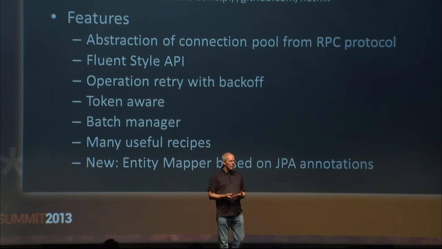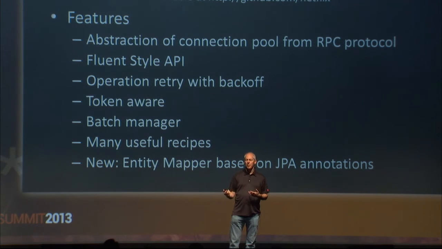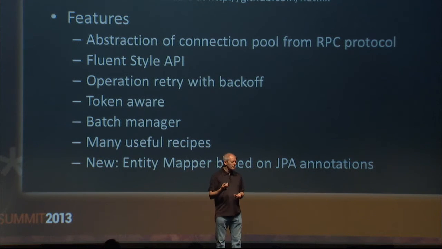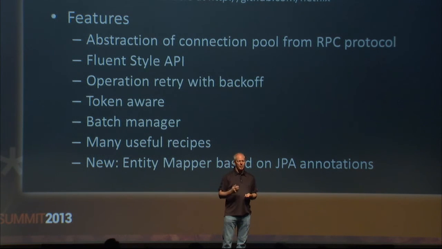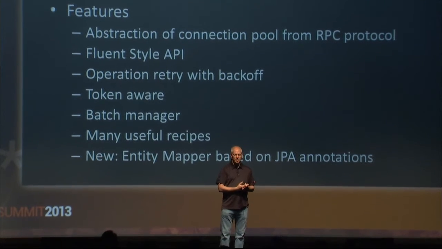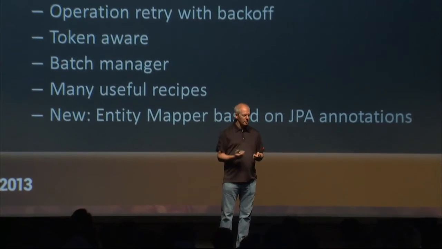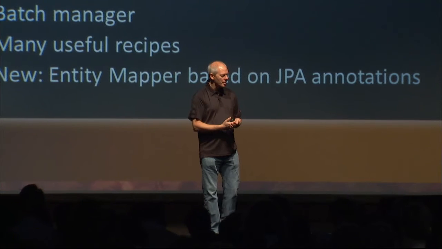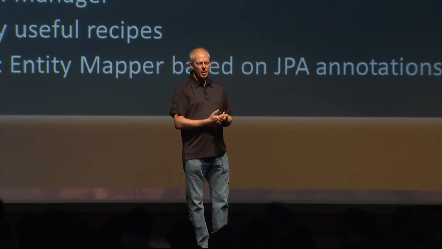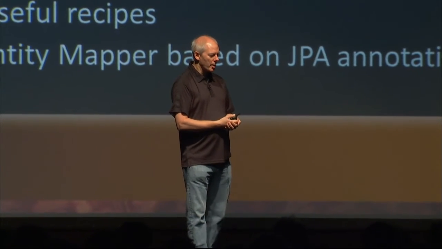So a few things here. One is it abstracts the connection pool from the protocol, so it lets us manage retries and failure modes much more cleanly. It's got a fluent API that's quite convenient for using. We don't do all that string chopping and slicing that you typically do with SQL or CQL queries. It's token aware, and I'll mention what I mean by that in a minute. There's a new feature that's been put in recently or is in development right now, which is a batch manager, so that you can queue up a series of requests and execute them as a batch.